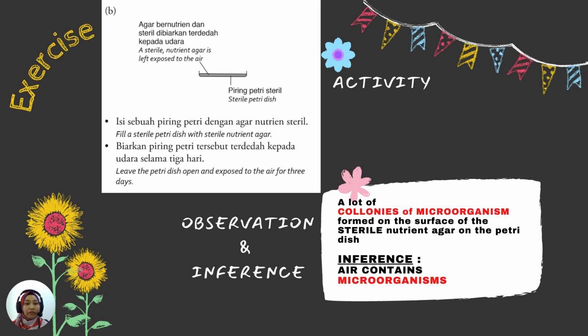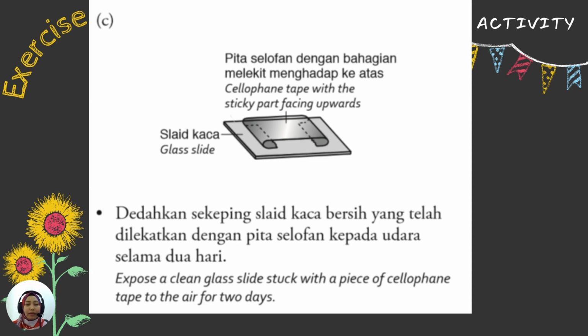Observation: a lot of colonies of microorganisms form on the surface of the sterile nutrient agar in the petri dish. Inference: air contains microorganisms. Okay, next.